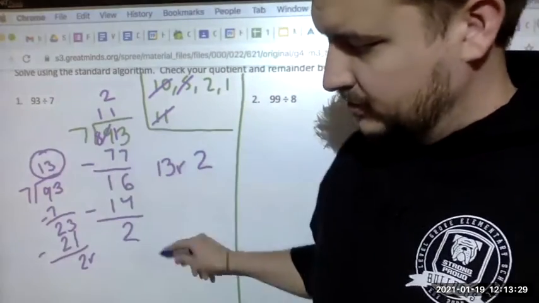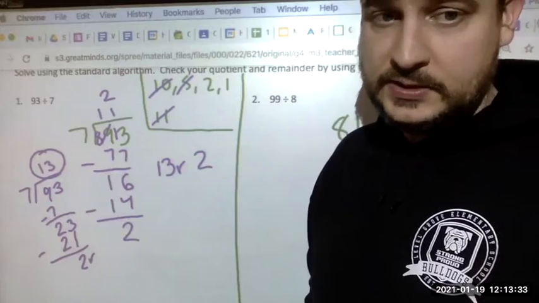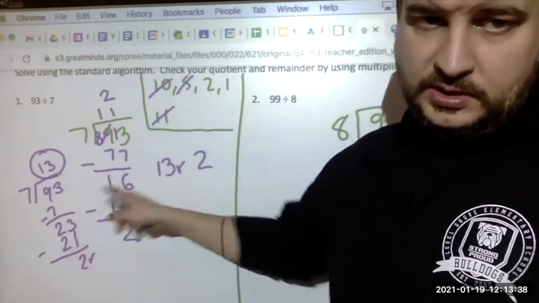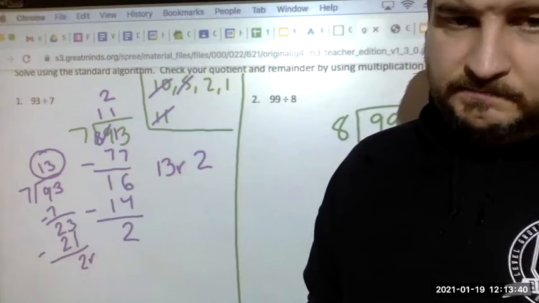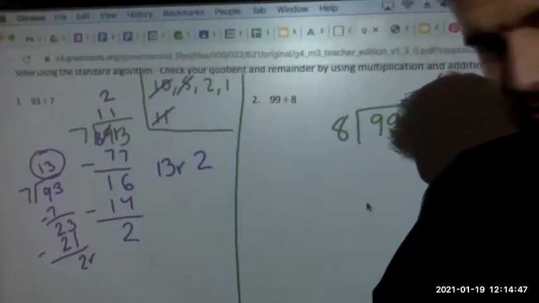The strategies are the same. This strategy works if you know your facts. If you don't know your facts, you're going to get stuck. So I don't mind showing both ways so that you can look, parents, at that strategy. All right, so I'm going to move on to number 2. So here we go again.